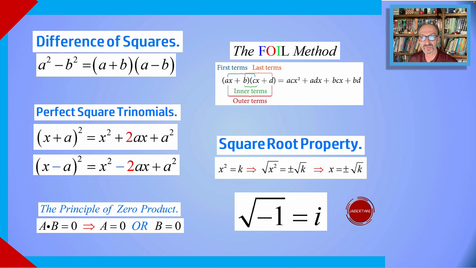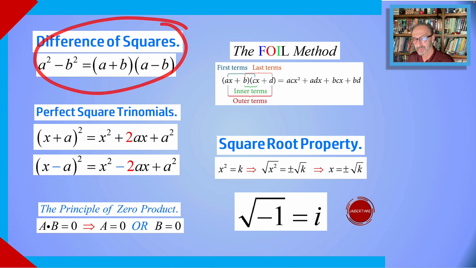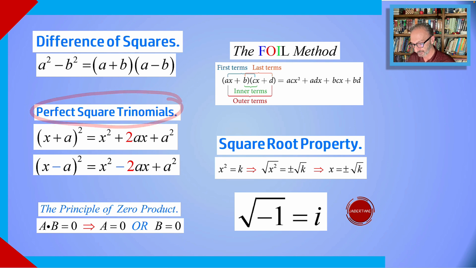Solve quadratic functions by factoring. Some techniques for factoring: we use the difference of squares. A squared minus b squared equals a plus b times a minus b. Then the perfect square trinomials. They're called perfect square trinomials because on this side it's a perfect square and on this side it's a trinomial. We have one that has pluses all over, and we have one that has a minus, which shows right here.